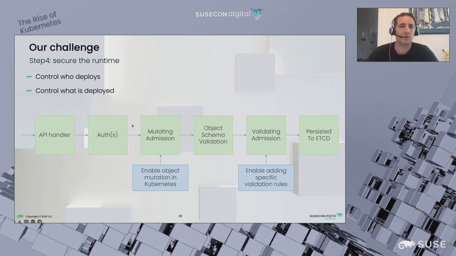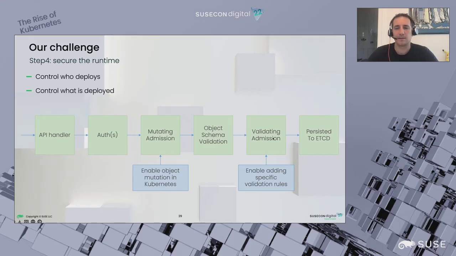When the authentication and the authorization is made, then we have what's called the mutating admission. This will enable a mutation admission controller to update the object that is deployed and add some information. For instance, it could be some security information, some certificates, or some annotations or anything that you want to upgrade within your Kubernetes object. Then once the mutation is done, the schema of the mutated Kubernetes object is then validated against a new schema.